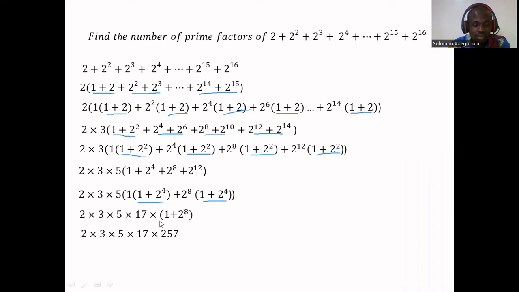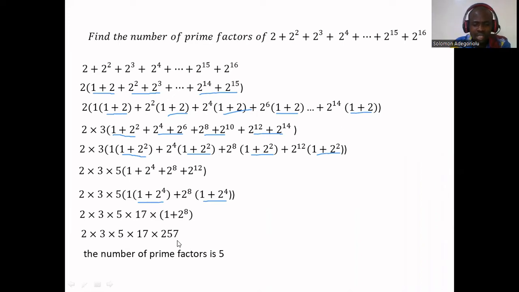So this is just the prime factorization of the number that we have at the top here, 2 plus 2 raised to power 2 plus 2 raised to power 3 plus 2 raised to power 4 up to 2 raised to power 16. And the question is saying we should find the number of prime factors. Counting this now, we have 1, 2, 3, 4, 5. So 5 is the number of prime factors that we have in this question.